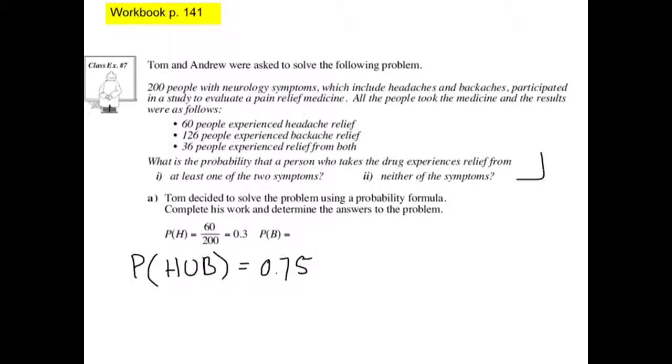So the question next is, what if they get relief from none of the symptoms? Well, we know that the whole population that they studied is basically 100% or just one, and 75% of the people, if you look at it, were able to experience relief from at least one of the two symptoms. So if we want to find out how many did not get any relief at all, that would be about 25% of the population, or 0.25.